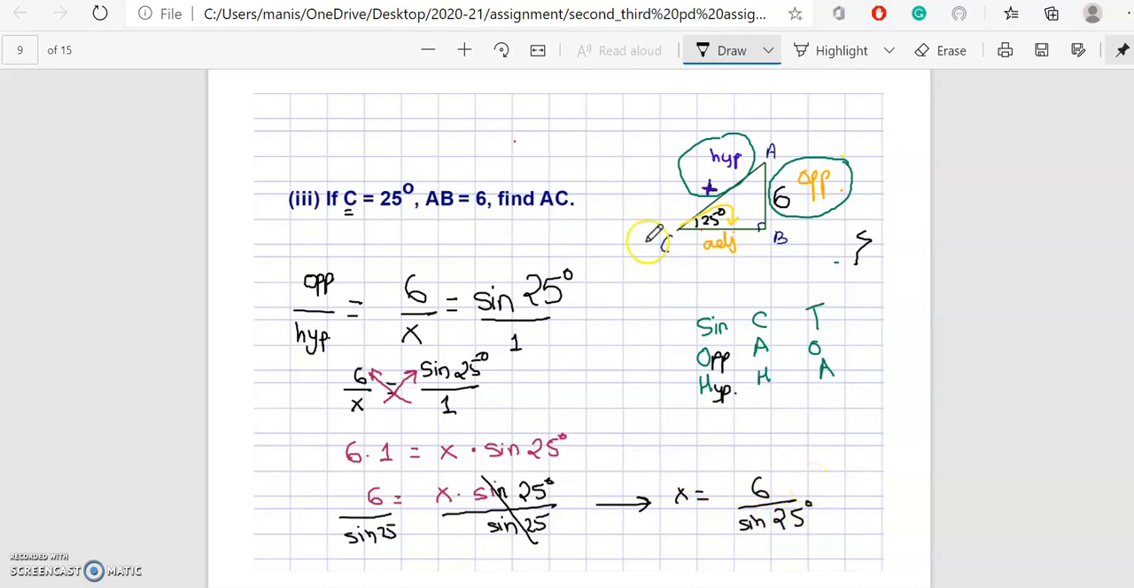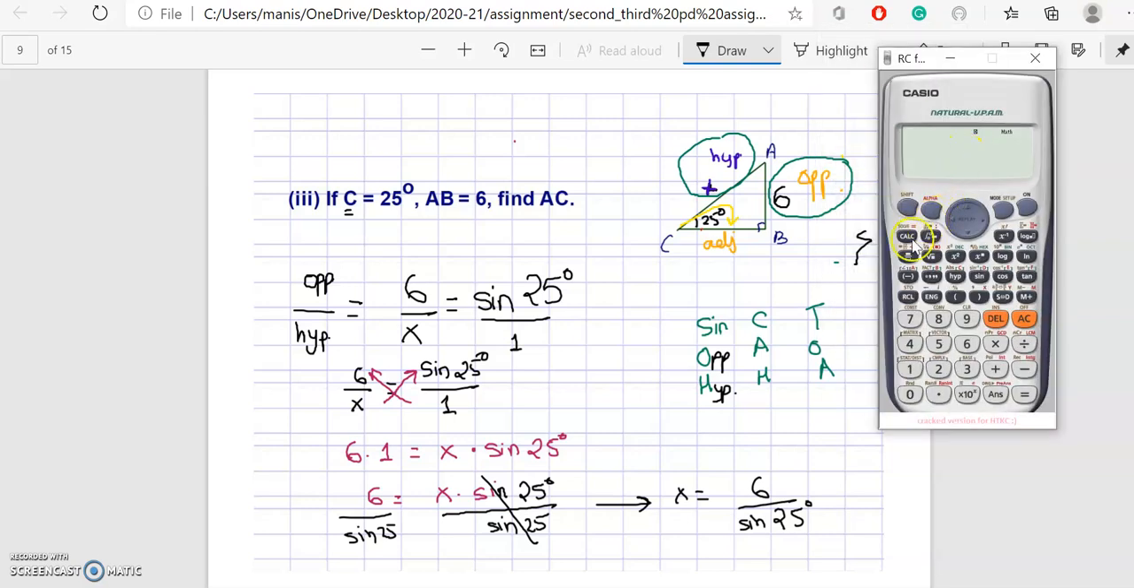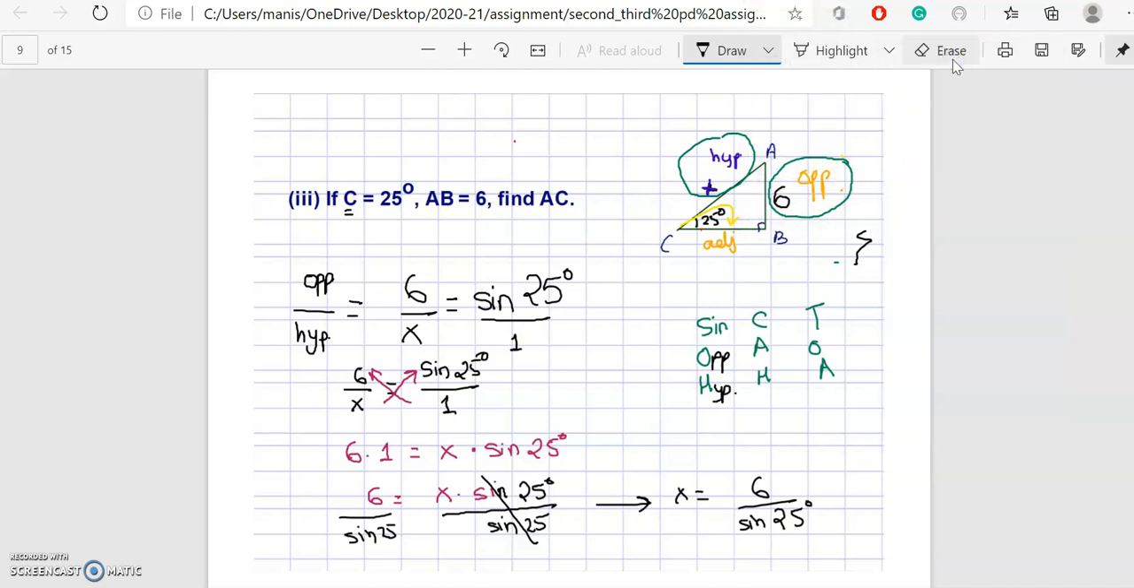As I mentioned earlier, you will need a scientific calculator. In your scientific calculator, use the fraction button: 6 divided by sine, you see this button, this is your sine, and 25. Now you can close the parentheses. You don't need to put the degree symbol because you will see there is a symbol D which tells you it's in degree form. Your answer is 14.19. So x is my AC. So I will write AC is equal to 14.19. This is your answer.